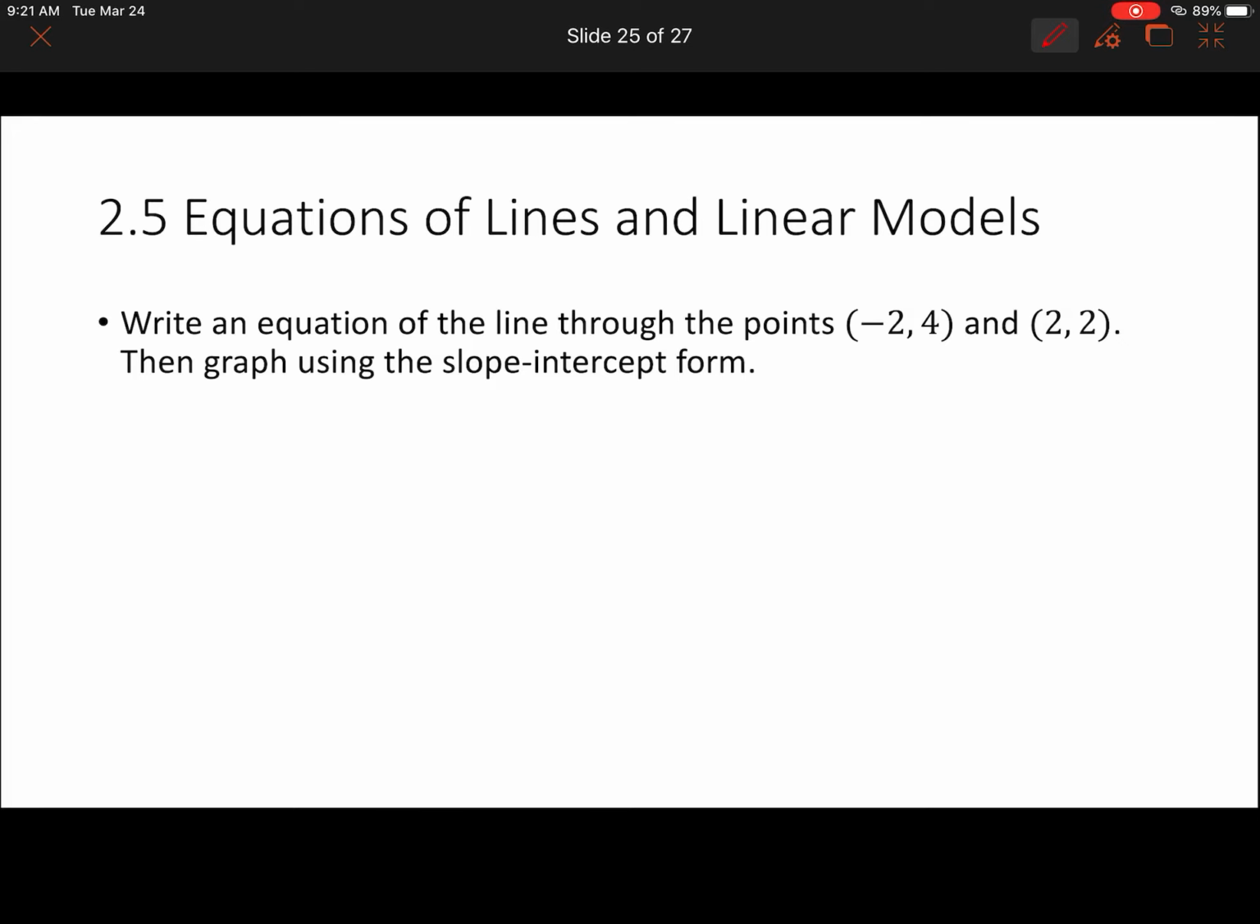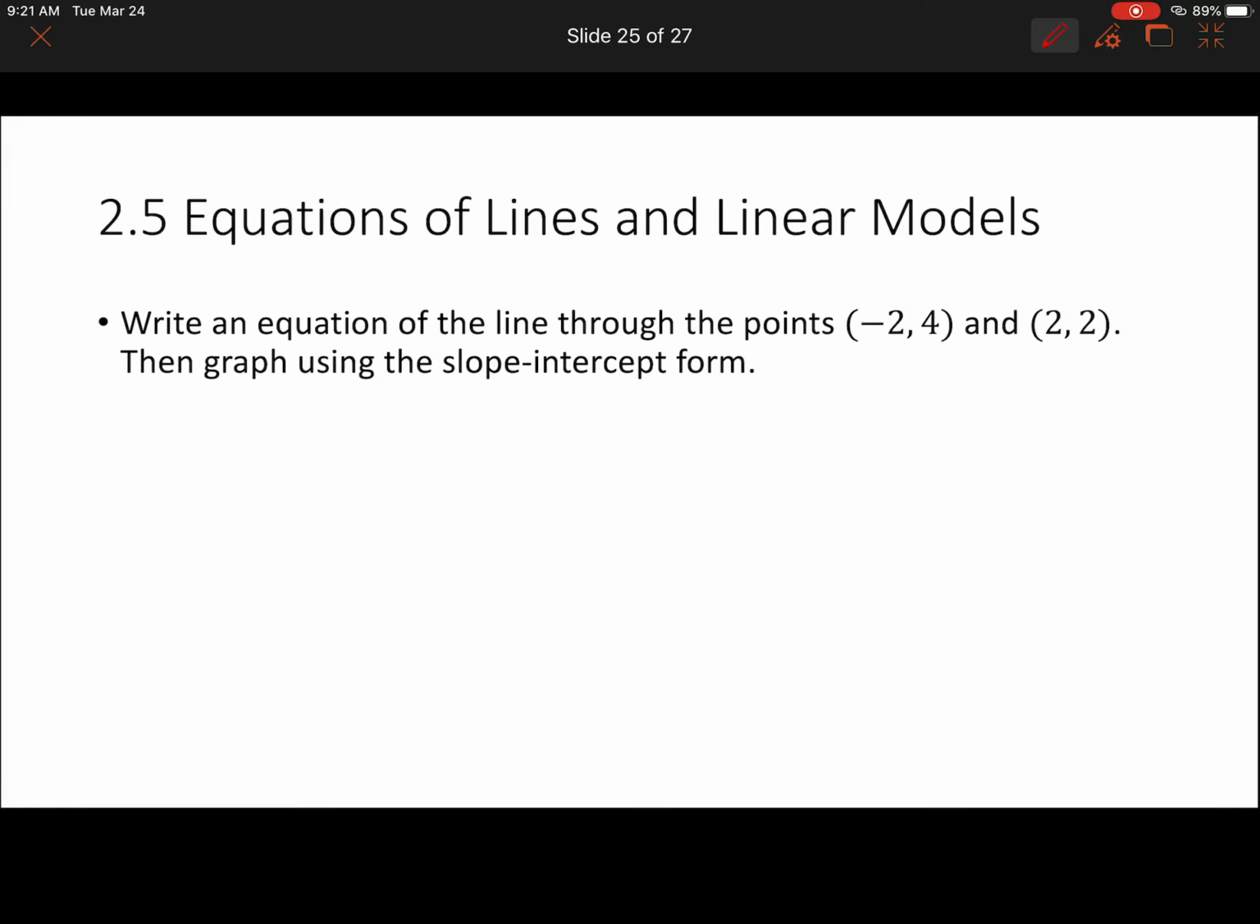Alright, so we're going to continue with section 2.5. We're going to try to finish it up in this video. So we've talked about using slope and point slope form and writing equations and using the slope formula and all those things in the previous video. So now we want to continue with writing equations, but this time we want to write an equation of a line through 2 points, and then we want to put that equation in slope-intercept form.